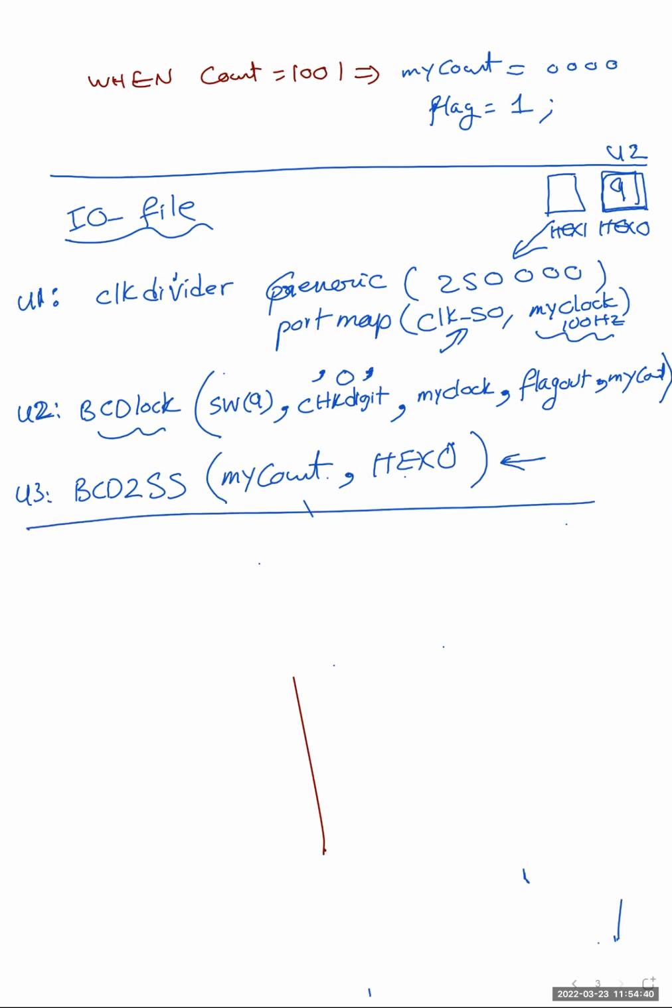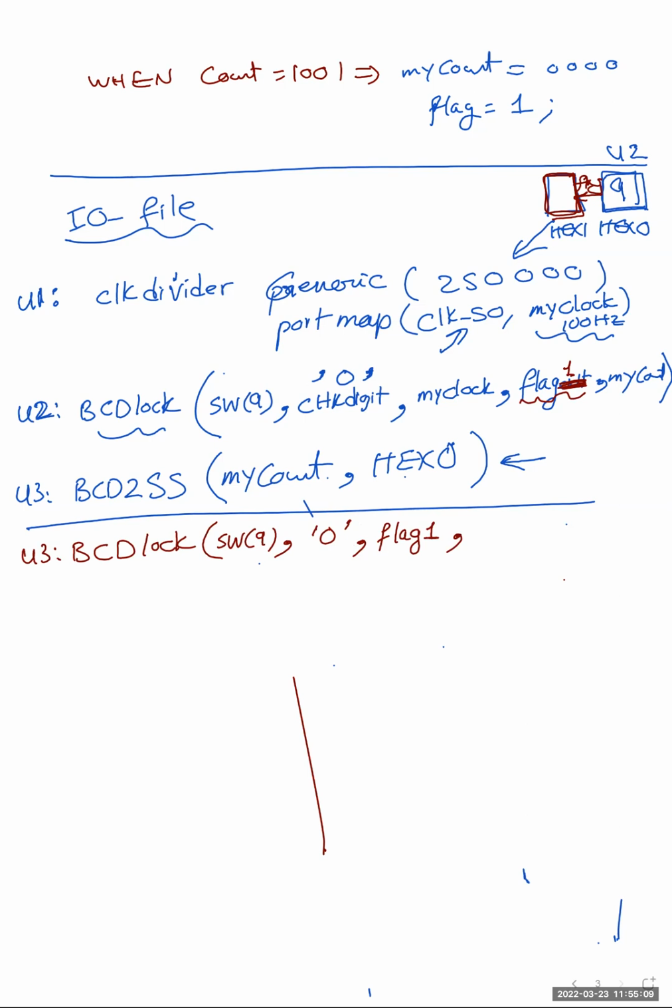Now you're going to move on to the next 7 segment display, this one here, and you're going to be calling the BCD lock again. Now you're going to put the switch again, which is the enable. You're going to put the check digit as equal to 0. Now your clock is going to be the flag from the previous one, so it's going to be this flag out. You should give it names, so you can call this flag 1, for example.